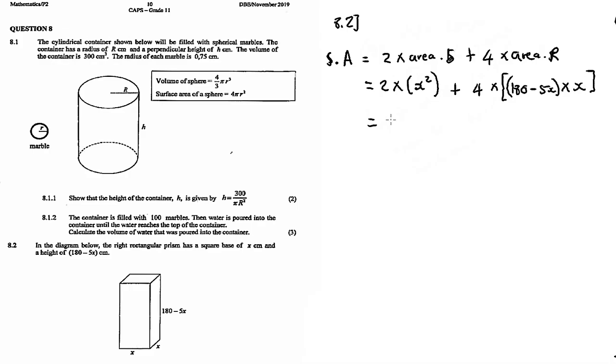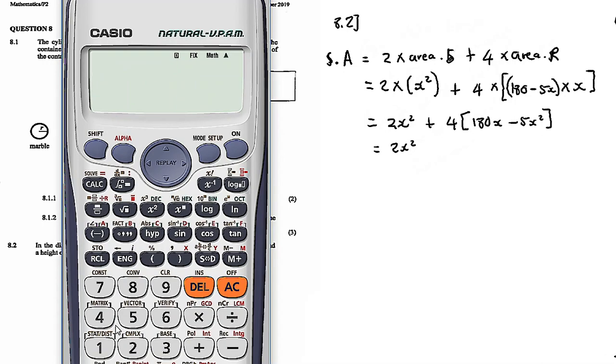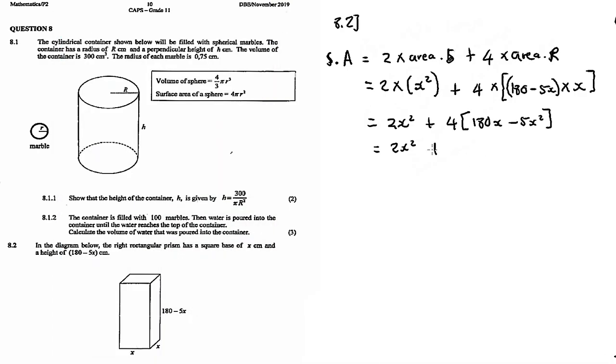Now let's simplify this. We get 2x squared plus 4, and then now let's solve what's inside the square bracket: 180x minus 5x squared, close bracket. Now we distribute the 4 with the 2x squared. What is 180 times 4? 180 times 4 is equal to 720. So it's plus 720x minus 20x squared.